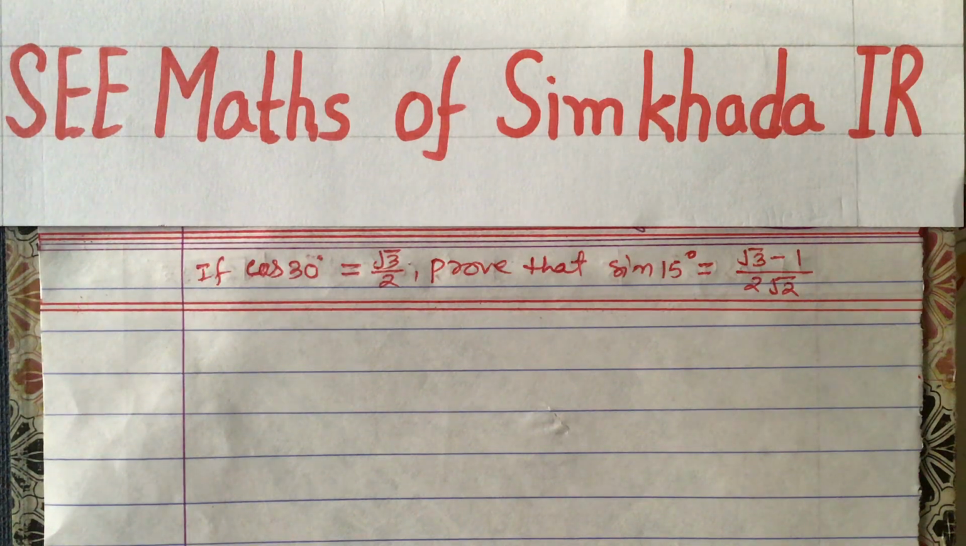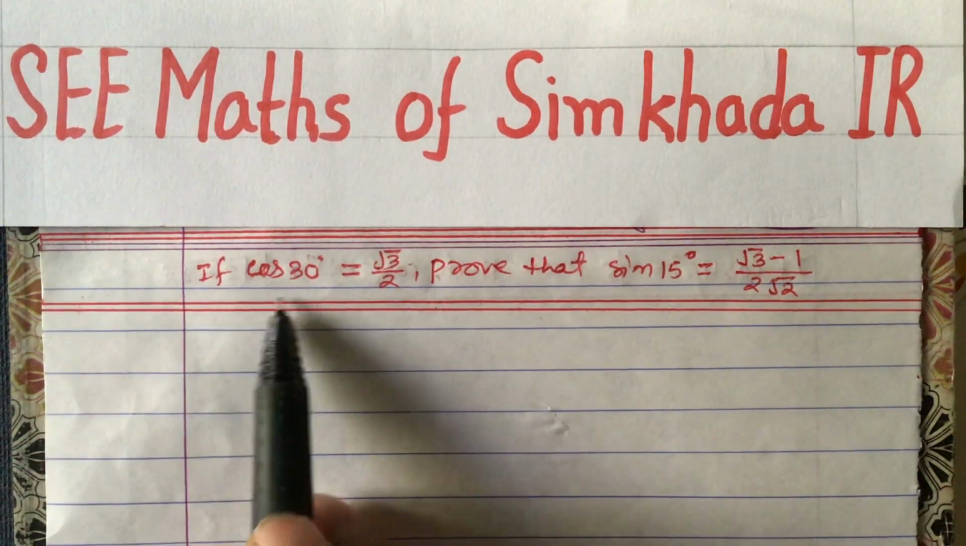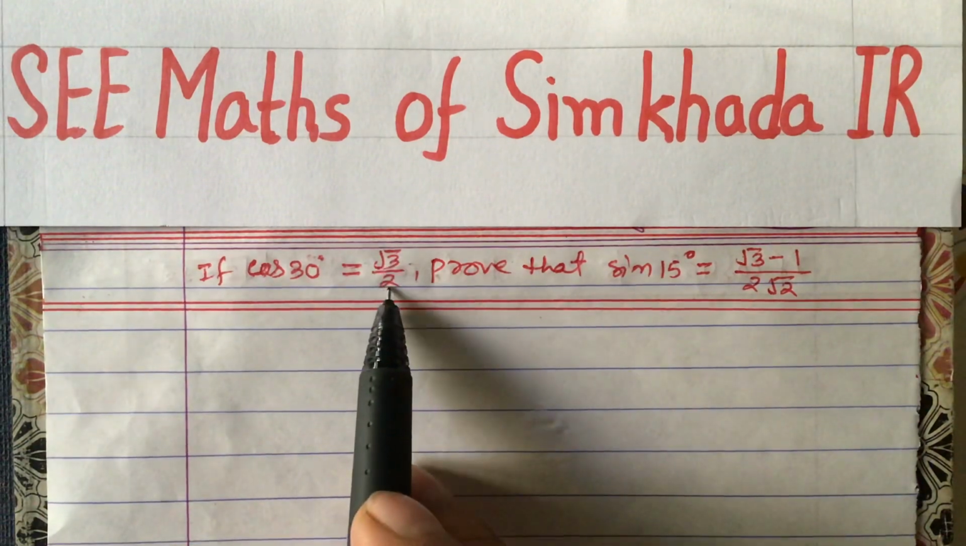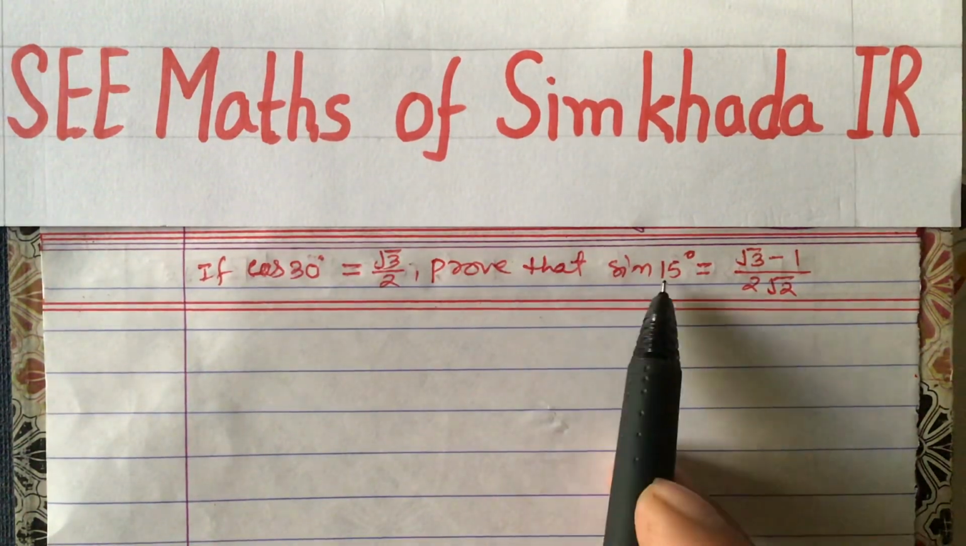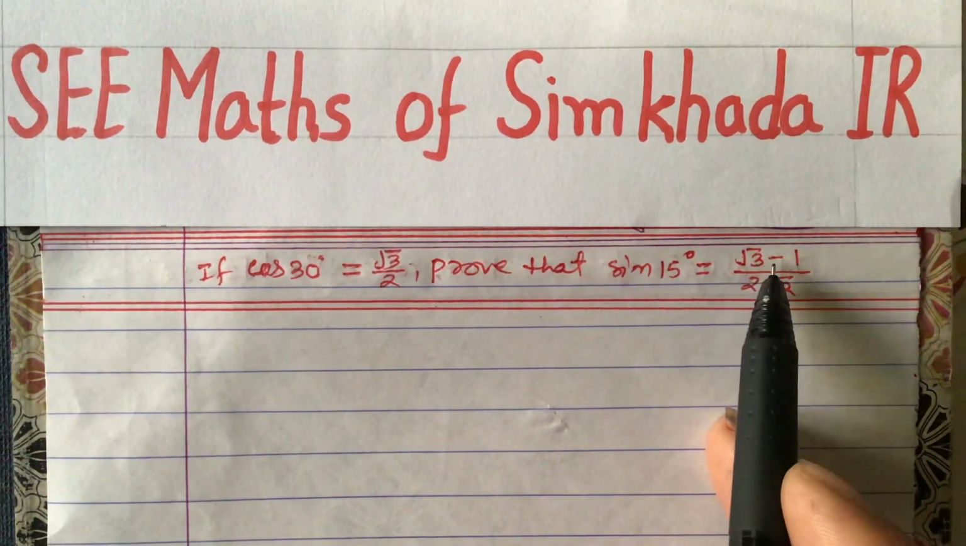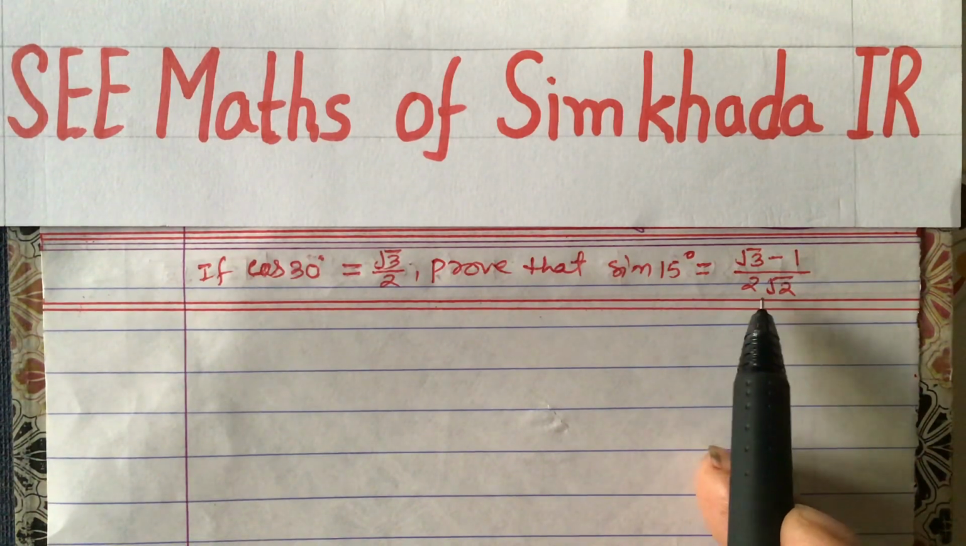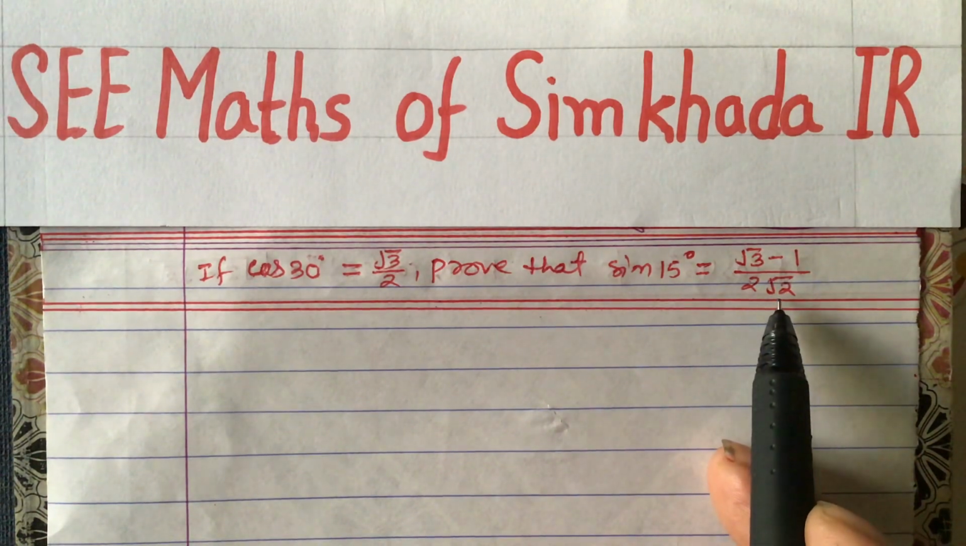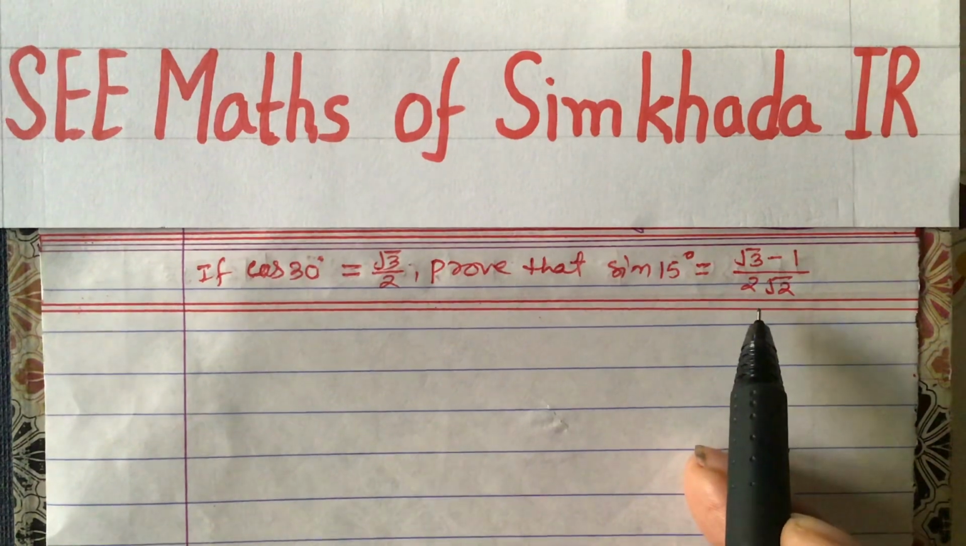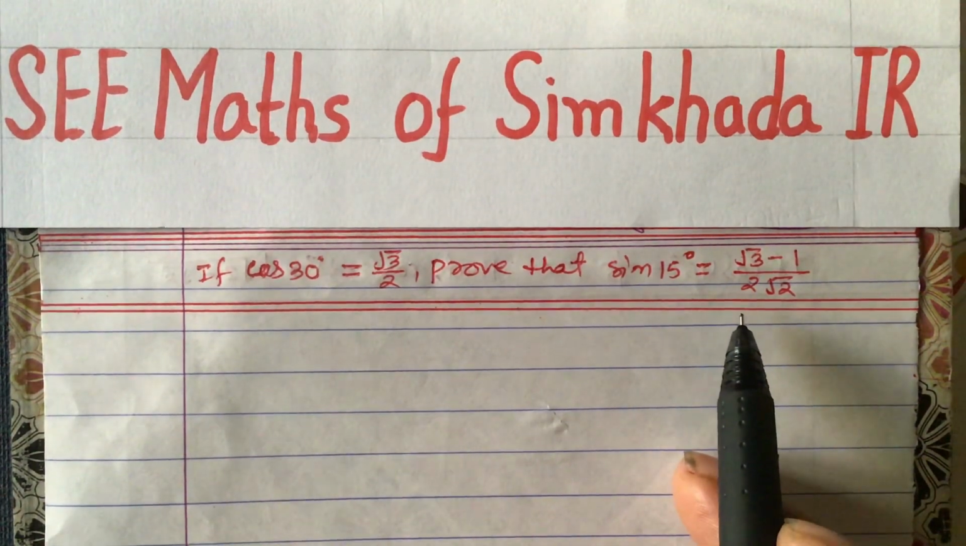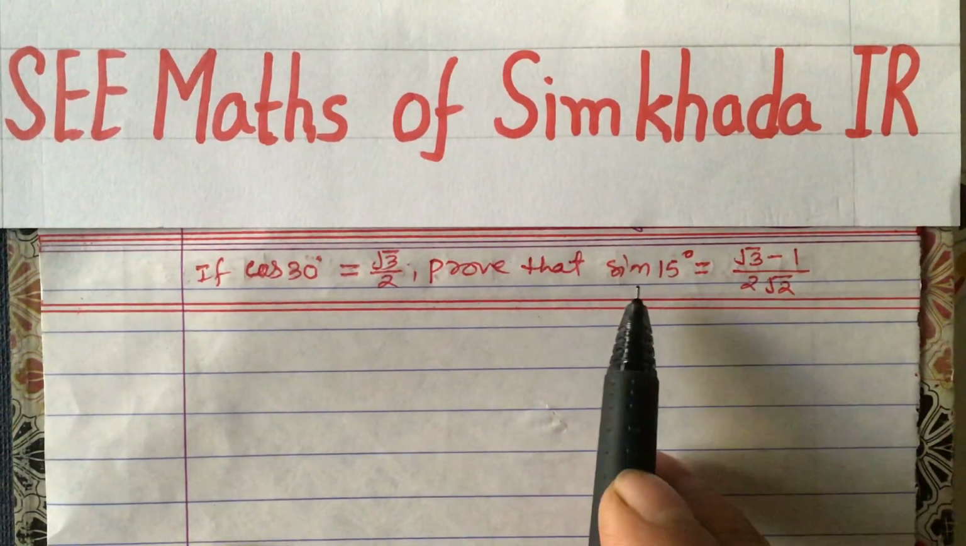Dear students, today I am going to teach you one question related to submultiple angles, and the question is like this: if cos 30 degree equals root 3 by 2, prove that sin 15 degree equals root 3 minus 1 divided by 2 root 2. Okay, this is the question, and you may be asked this type of question sometimes in terms of cos.